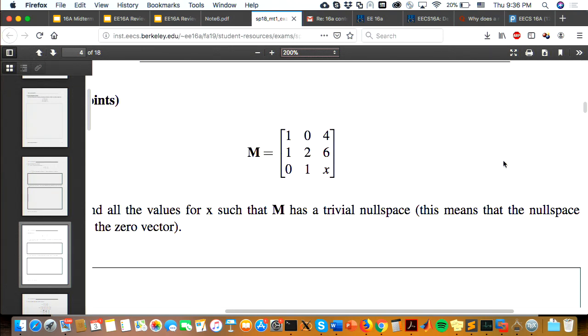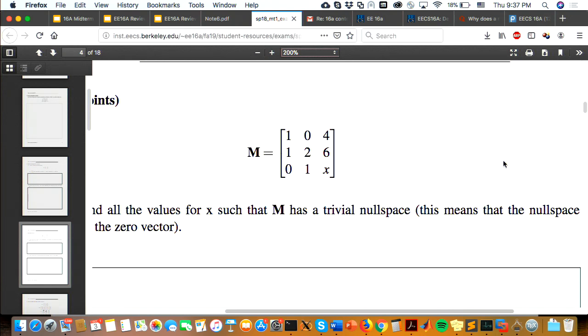Now, if this matrix has a trivial null space, which means it only contains the 0 vector, what must be true about x minus 1? It must be non-zero. And why must it be non-zero? Because if this was 0, then we would have a row of zeros, which means our rows are linearly dependent, and we have a non-trivial null space. But since we want it to be trivial, x minus 1 cannot be equal to 0. And what does that mean about x? What must x not be equal to? 1. Okay. Does that make sense to everyone?